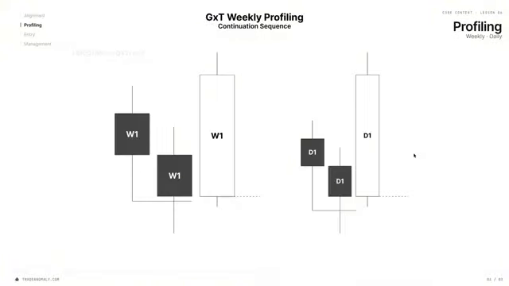Alrighty, so here we are. We're going to be talking about how to profile a higher time frame candle with an aligned swing. So there are 3 sequences to the GxT model. The first one we're going to be covering is the continuation sequence using the weekly as the higher time frame candle and the daily as the aligned swing.